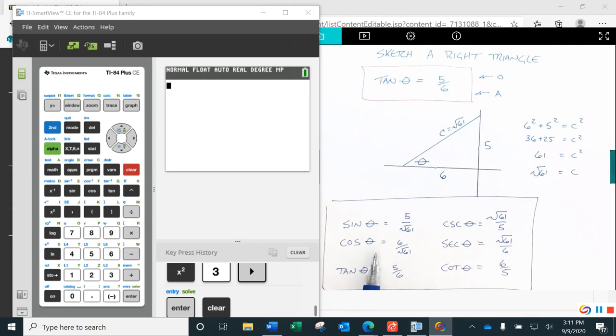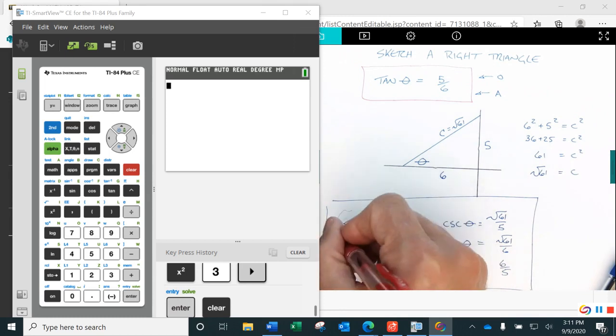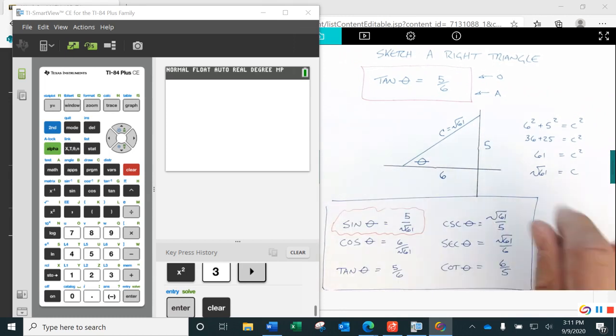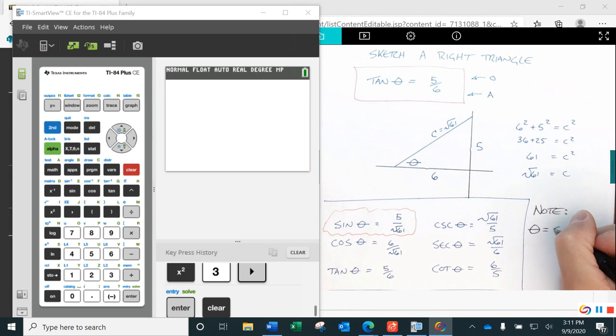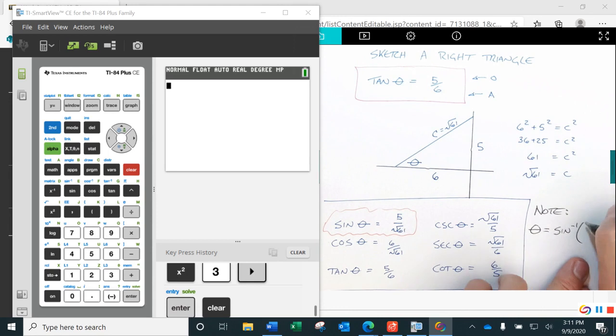Let's pick our favorite function out of here. This time I'm going to pick sine as my favorite function today. And if I want to find what theta is equal to, let's put a little note over here. Note, let's write this out. Theta will equal the inverse sine, also known as the arc sine, of 5 over the square root of 61. I don't know what that's equal to, but I know it's less than 45 degrees.